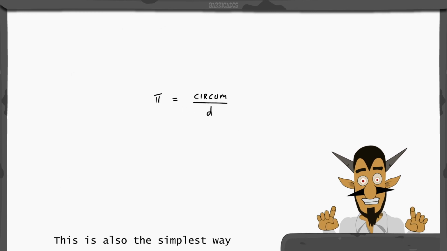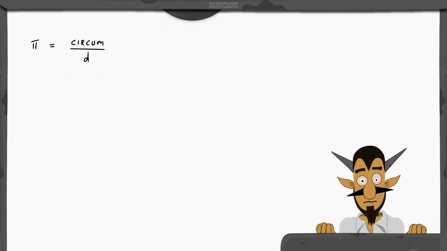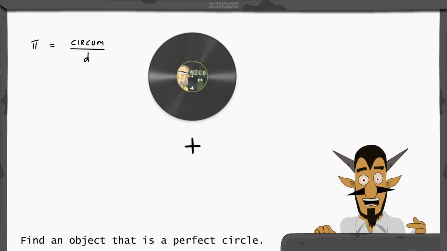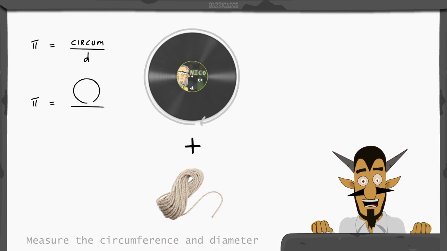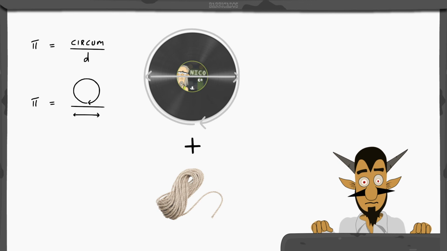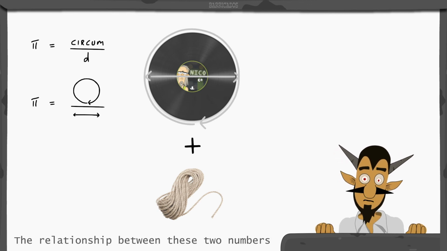This is also the simplest way to calculate pi. Find an object that is a perfect circle. Measure the circumference and diameter with a piece of string. The relationship between these two numbers will give you pi.